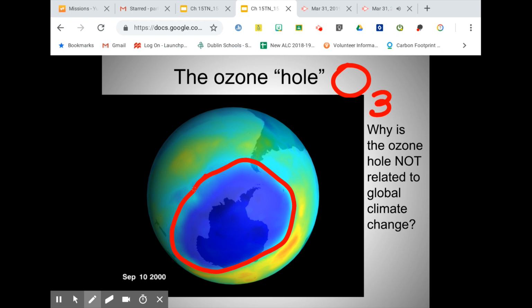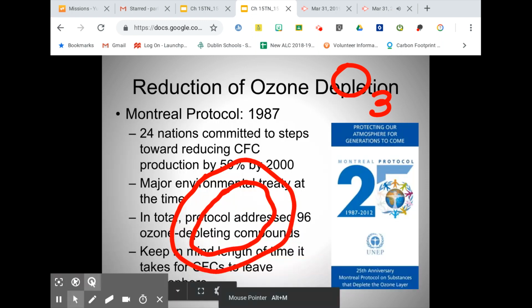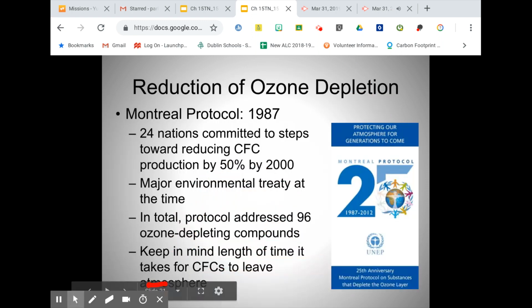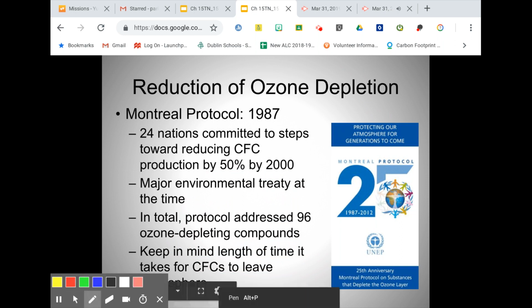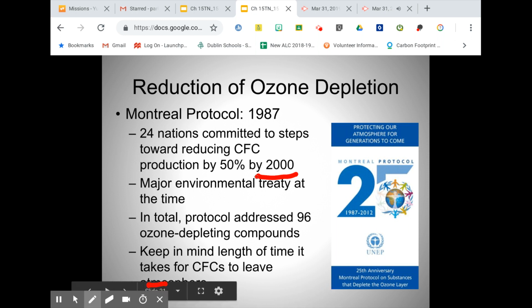However, the really good news is that the ozone hole, and if you notice, this was taken in 2000, even at its biggest, at present day, is about that size. So the Montreal Protocol, which I've mentioned several times, which was passed in 1987, is actually doing its job. There were multiple nations that committed to reducing CFCs, and then once 2000 came, the phase out continued. The whole idea behind this was to completely phase out 96 ozone depleting compounds.